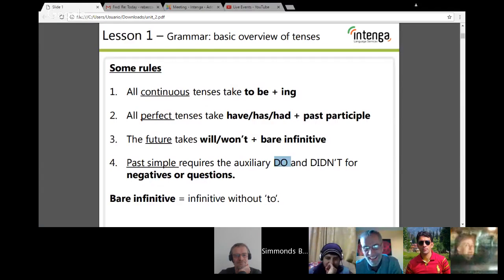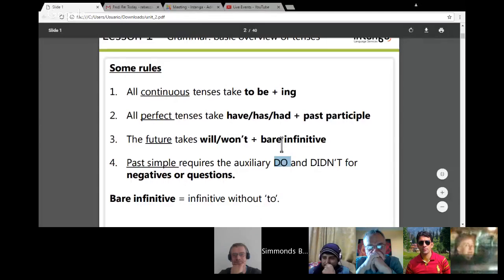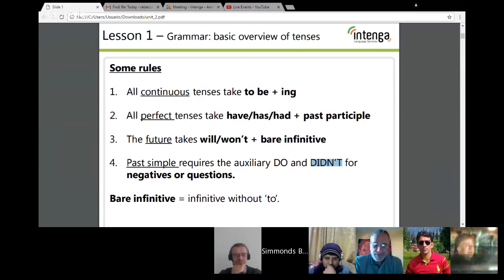It was so easy that no one got it. Maybe I didn't ask correctly either, so that's fine. So do and does for the present, okay, and then didn't will be for our past, okay? And these are used in negatives or questions, okay? So let me just write some sentences here because I can't write on the slides.